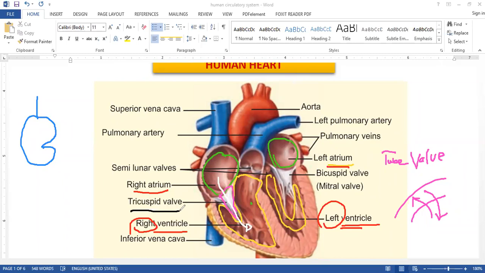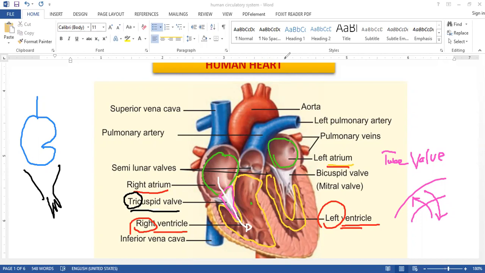In Tamil, it is the mukkur valve. You can observe that there are 3 cusps here. So the tricuspid valve is present between the right atrium and the right ventricle. Tri means three, so on the right side it is the tricuspid valve. What is the function of this tricuspid valve? It allows the blood flow from the right atrium to the right ventricle.